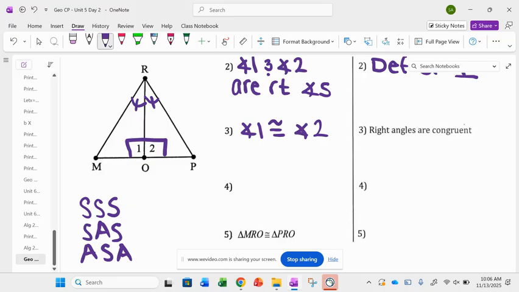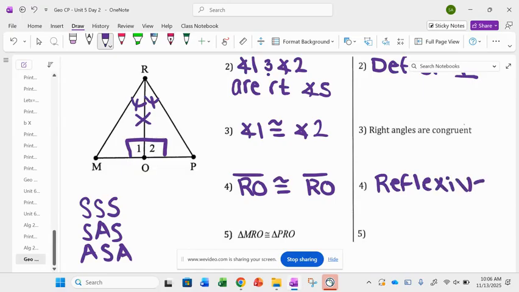Jack? Excellent. RO is the same in both triangles. So we're going to say RO is congruent to RO reflexive. So then the triangles are congruent by what, Sebastian? It is perfect, ASA.